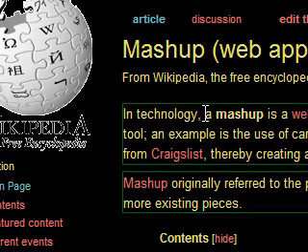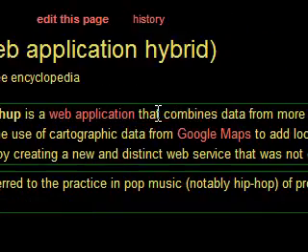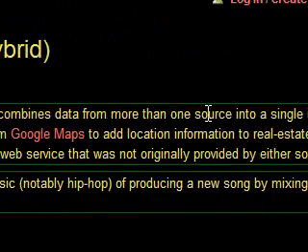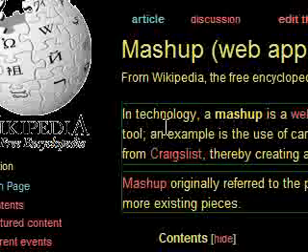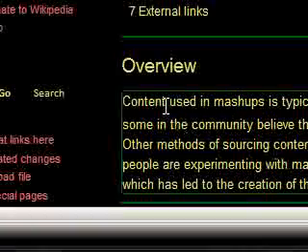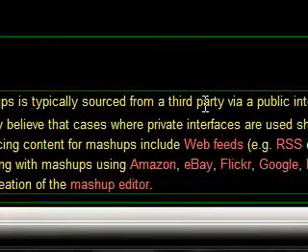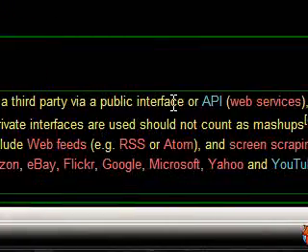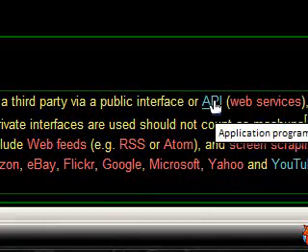It says, in technology, a mashup is a web application that combines data from more than one source into a single integrated tool. And then it says, content used in mashups is typically sourced from a third party via a public interface or application programming interface.